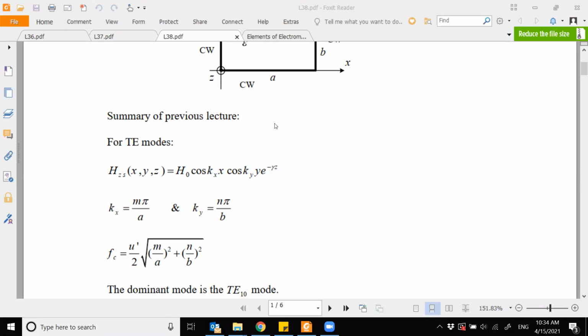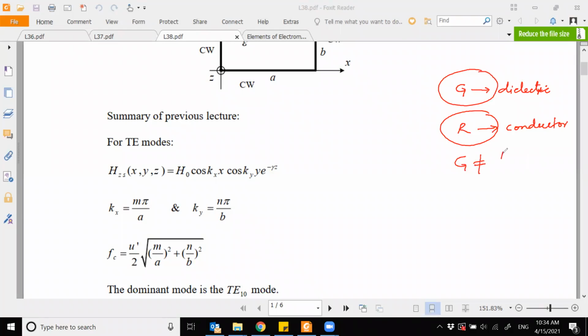Guys, there are L and C. No, not L and C. If you remember, I told you that G is of the dielectric medium and R is for your conductor. These are two separate parameters. G is not equal to 1 over R. They belong to two different parameters, two different materials, I would say.